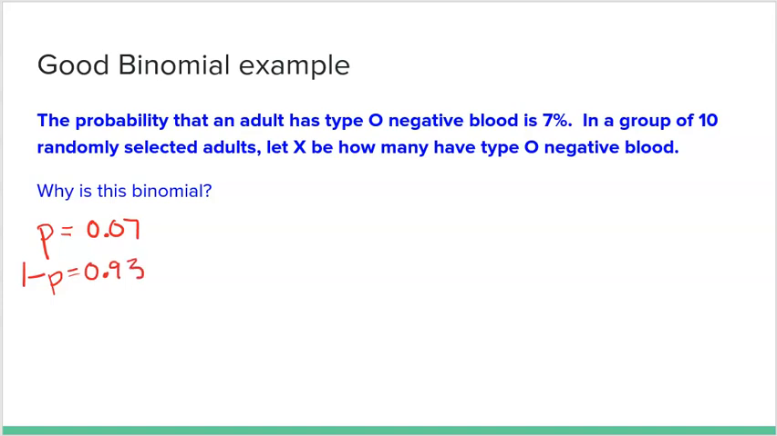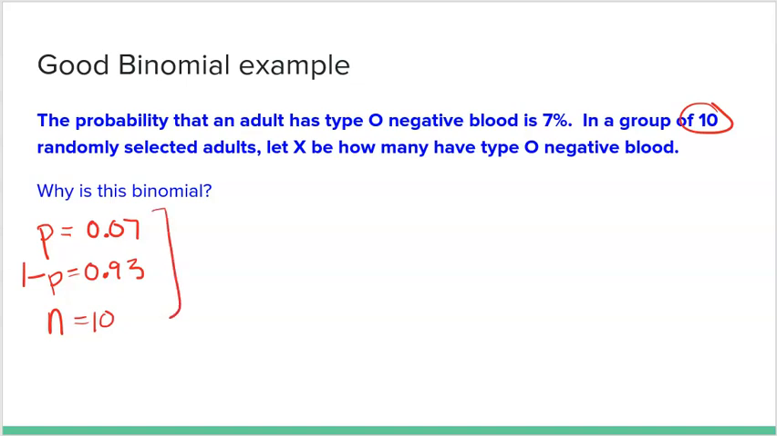We use the word success and we use the word failure, but please do not interpret that as if you have O negative blood, you are a success, and if you do not have type O negative blood, you're a failure. I don't want anybody having their feelings hurt because they have AB blood or something like that. It's just what we call it. Now, I also must be given a number of trials, and voila, I was told that there are 10 trials.